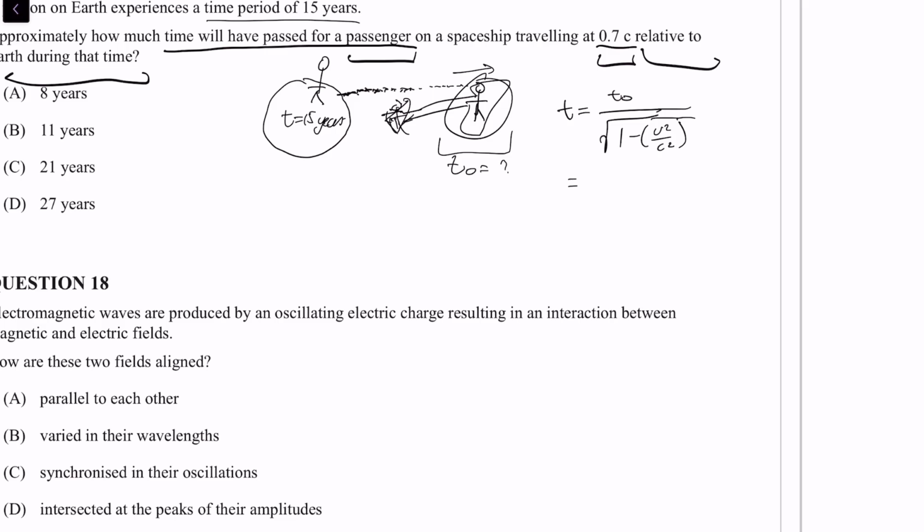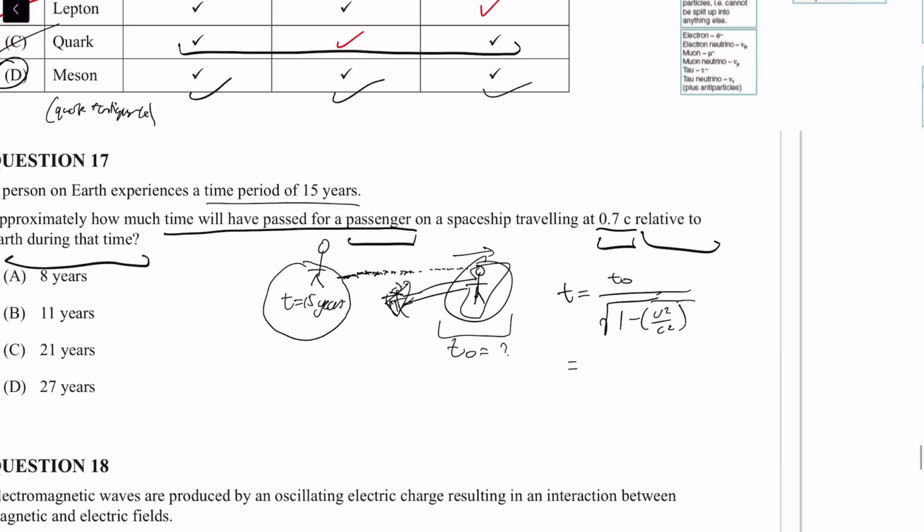But first we need to transpose. So we're trying to find T0. And so therefore, for T0, we're multiplying the denominator on both sides to get rid of it. So if we're timesing by that on both sides, we're going to get T times the square root of 1 minus V squared over C squared. Okay, and that's equal to T0. Right, so we just substitute our values in now, exactly how it is. We know that V equals 0.7 C, and then we see what happens.